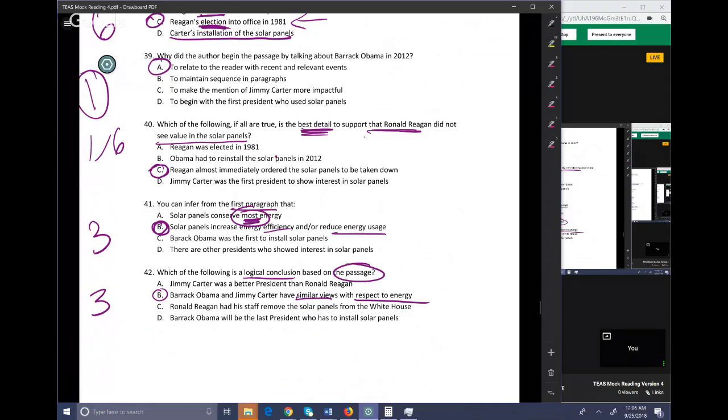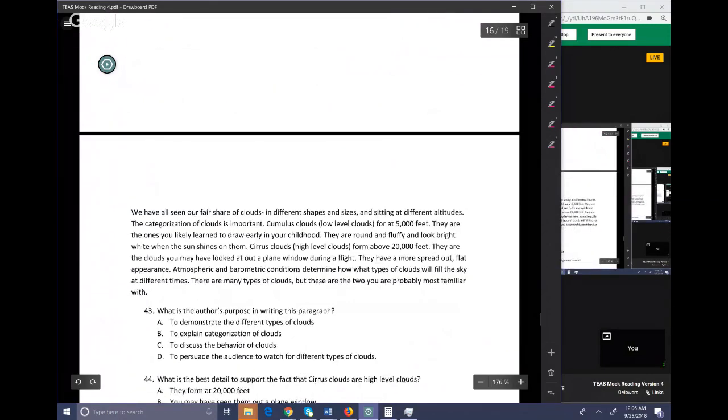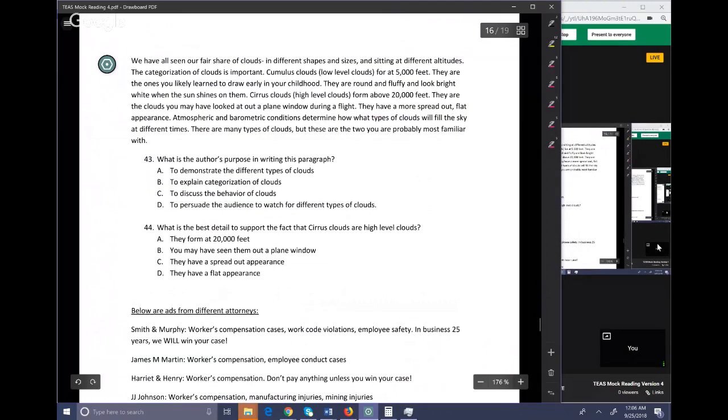We cannot say somebody's a better president than somebody else. We can say that Ronald Reagan had his staff remove solar panels, but that was very clearly stated to begin with. And we can't say that Barack Obama will be the last president to install them, because we can't prove that somebody else won't take them down and we won't put them back up yet again and repeat what we've seen in that article.